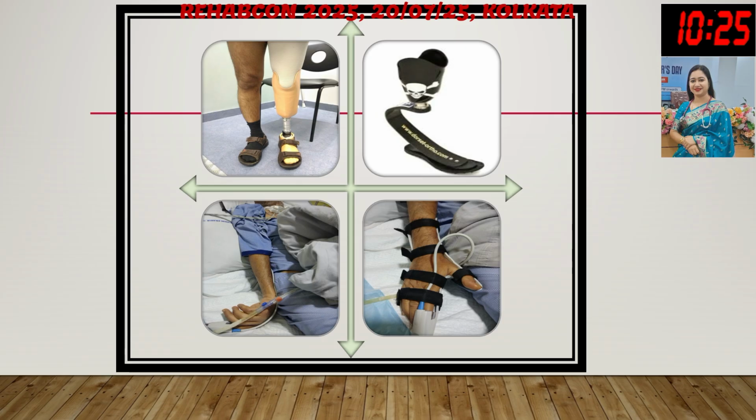Here in this picture we can see the BK prosthesis and the foot prosthesis that can be very useful in cancer patients who have lost their limb due to surgery, due to malignancy, etc. So here we can see the role of orthosis, how a deformed limb can be put into shape, and we can prevent contracture with the use of orthosis.